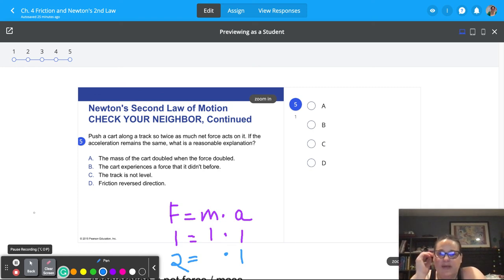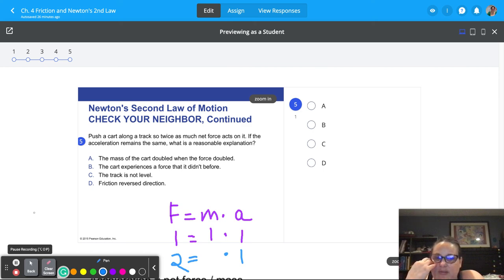Looking at the math here, the only way the second equation is correct is if mass doubled and became 2. So let's look at the choices. The mass of the cart doubled when the force doubled. The cart experienced a force that it didn't before. The track is not level. Friction reverse direction. The last one isn't possible. And B and C are nearly impossible to really determine.